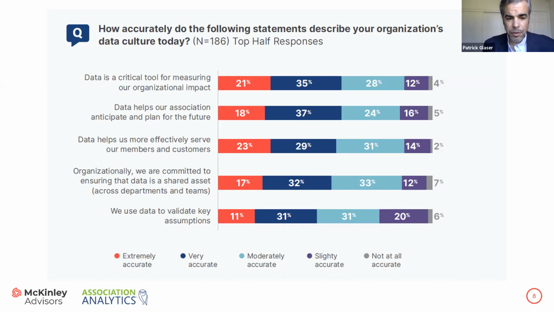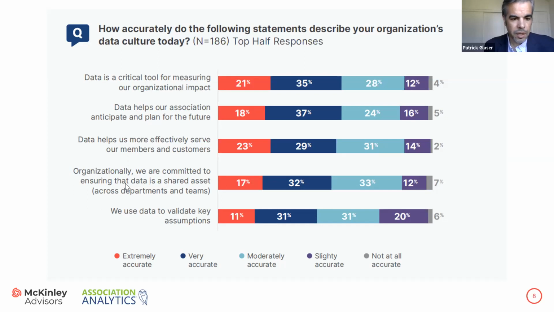There's a good number of people that feel like these statements accurately describe their association, extremely accurately. Those are the red bars. There's those in the dark blue that feel like, yeah, you're doing pretty well. And light blue, also, this is a moderate reflection of our association. And then there's maybe a smaller share in the purple and the gray that feel like, no, this isn't us. We're really not doing that well when it comes to using data in all of these ways.